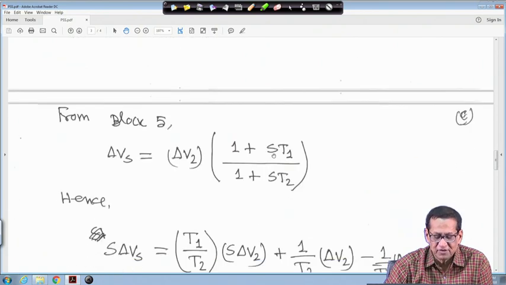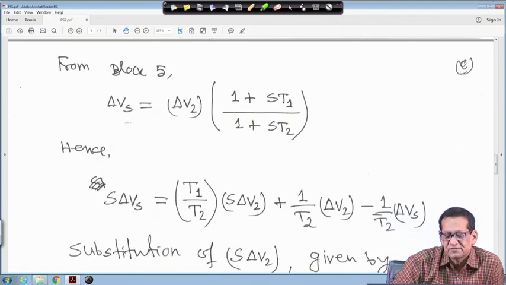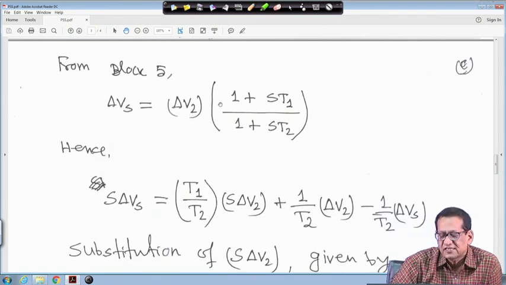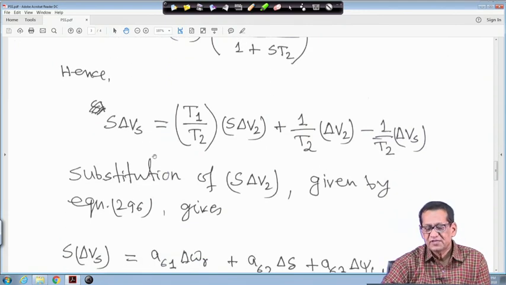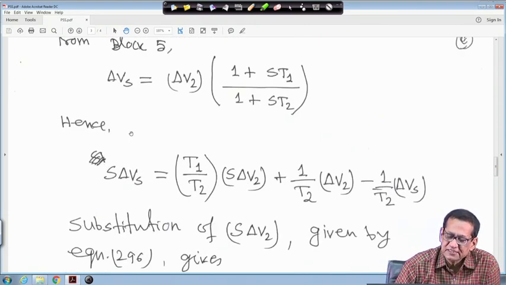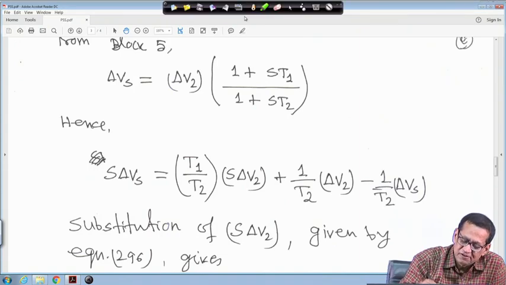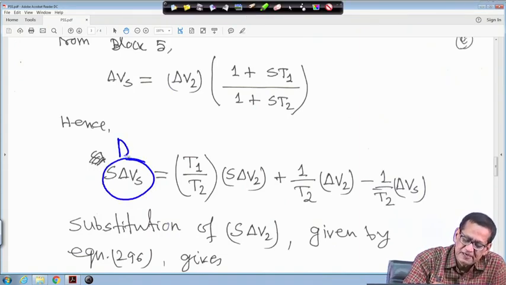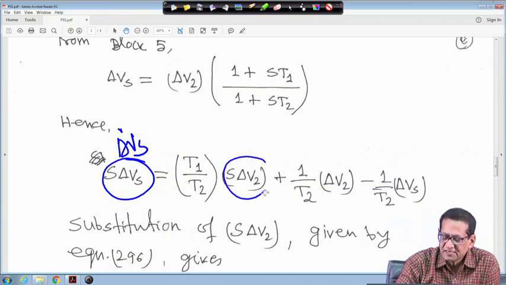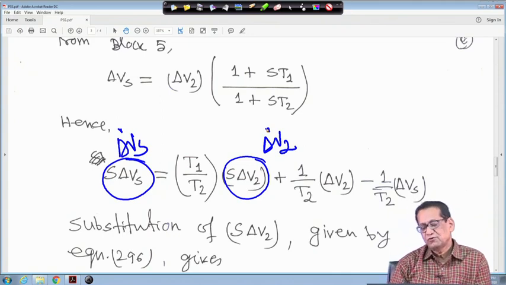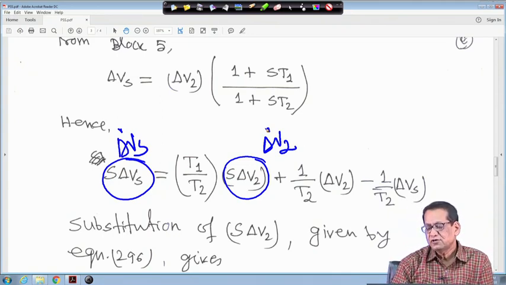Now, in block 5 also you can write for small perturbation, delta Vs is equal to delta V2 into (1 plus sT1) upon (1 plus sT2), right. If you simplify this equation, then s delta Vs will be nothing but delta Vs dot. Similarly, s delta V2 will be nothing but delta V2 dot, plus 1 upon T2 delta V2 minus 1 upon T2 delta Vs, right.